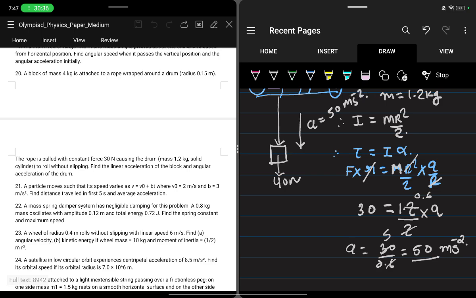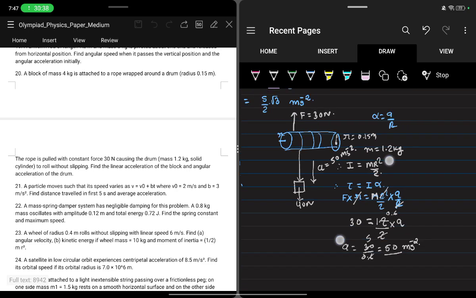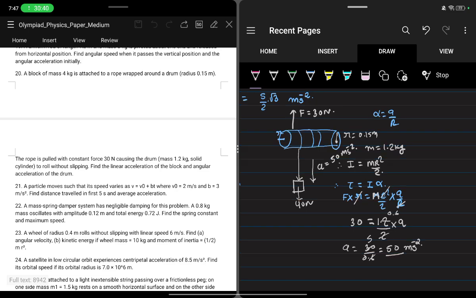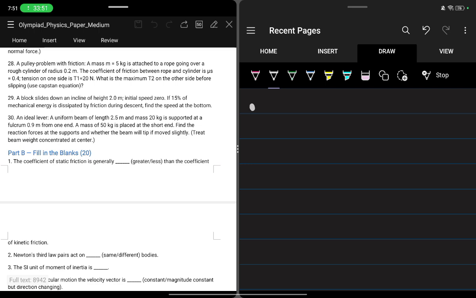Are you getting my point? This question was a bit difficult, I know. Good. And you can expect this question in your exam.